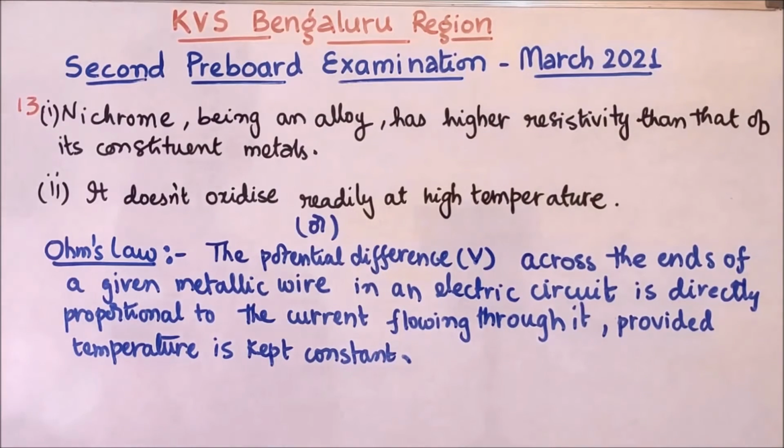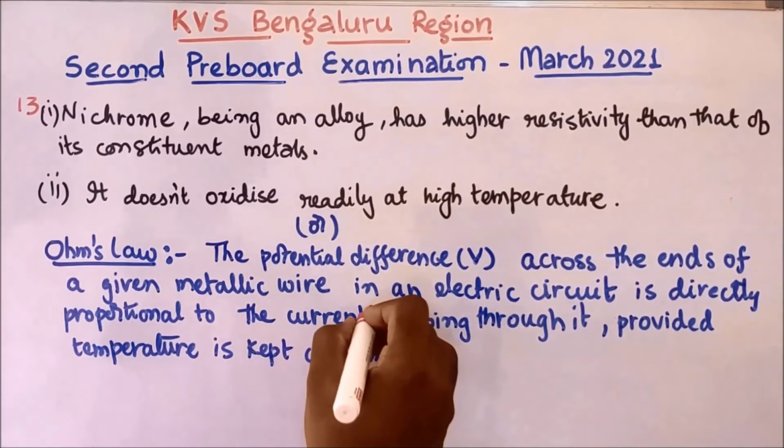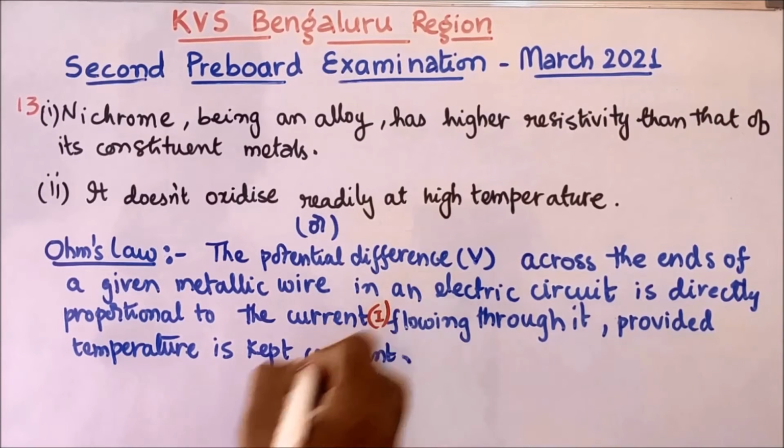Remember, if the temperature is not kept constant, then the property of the conductor is going to change. So this is the statement: the potential difference V across the ends of a given metallic wire in an electric circuit is directly proportional to the current flowing through it, provided the temperature is kept constant. And we are supposed to write the expression for this also. So current will be represented by I, capital I.